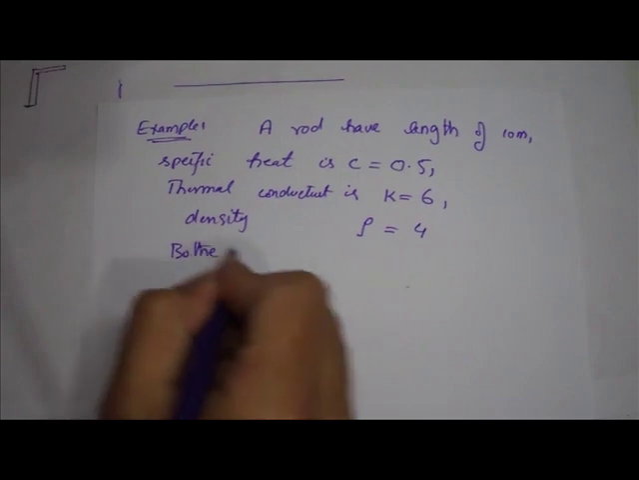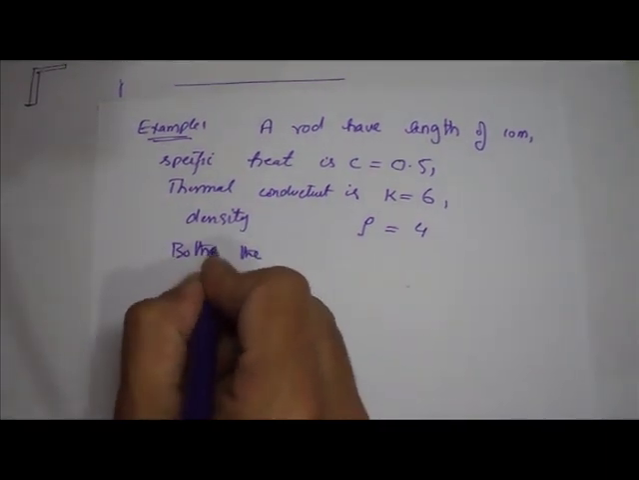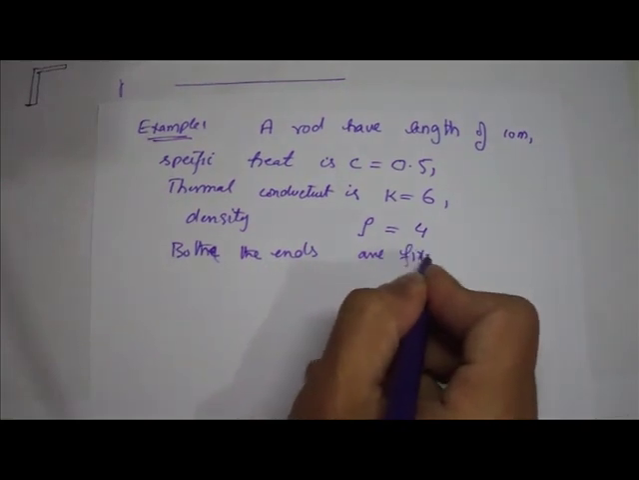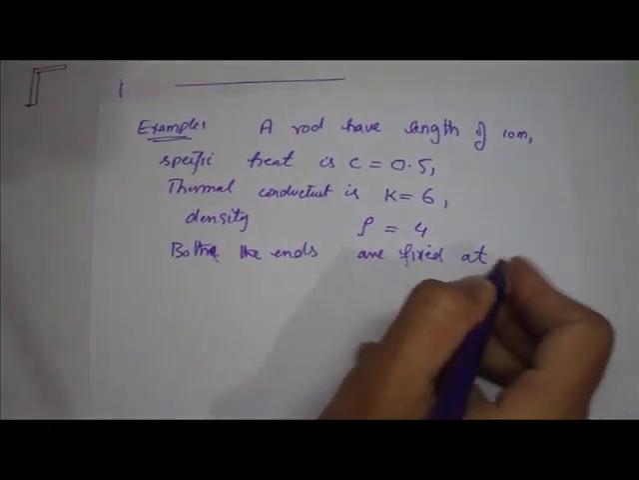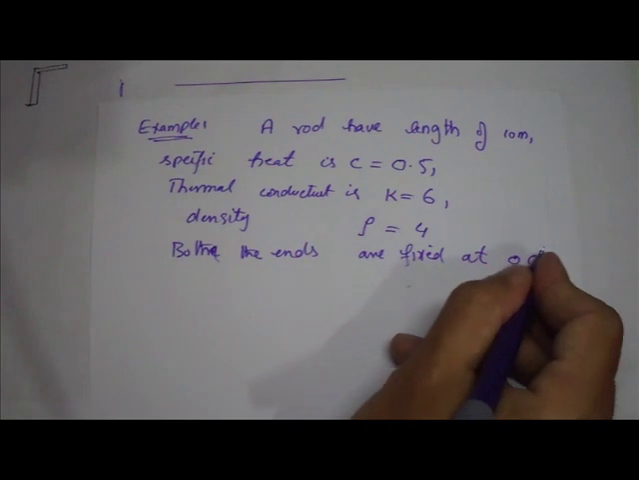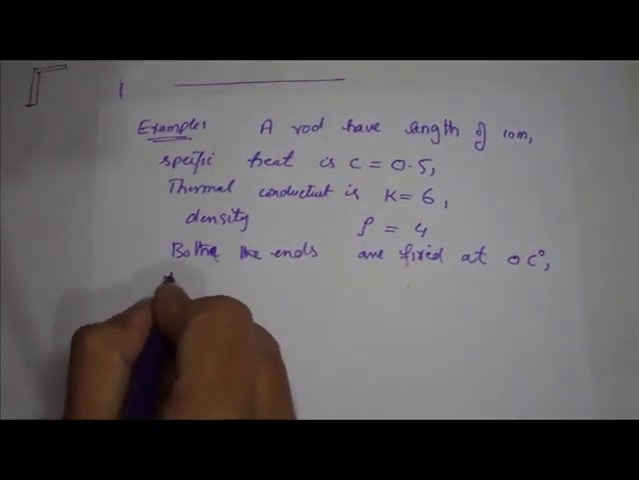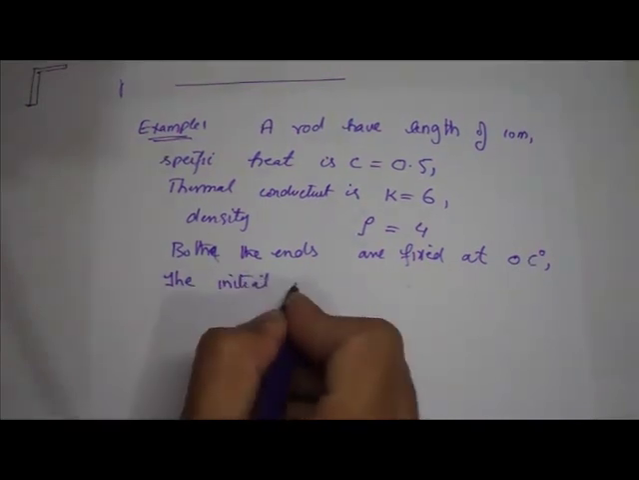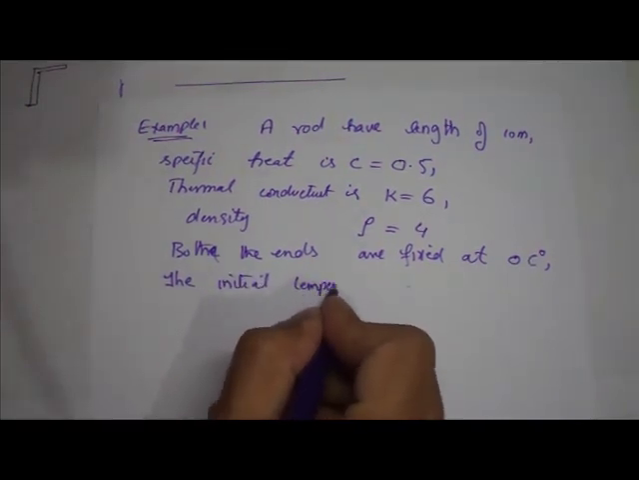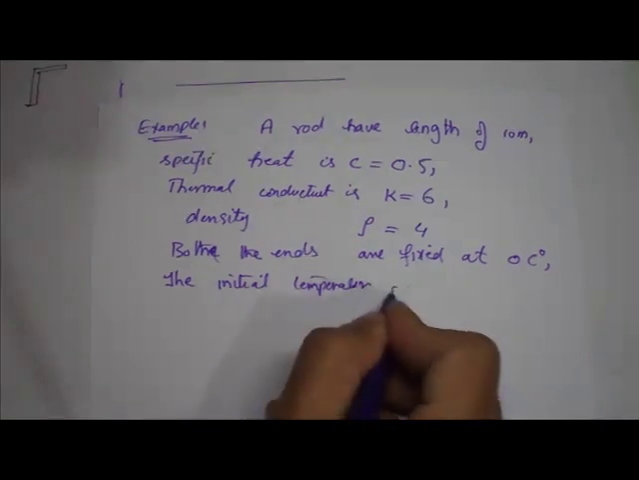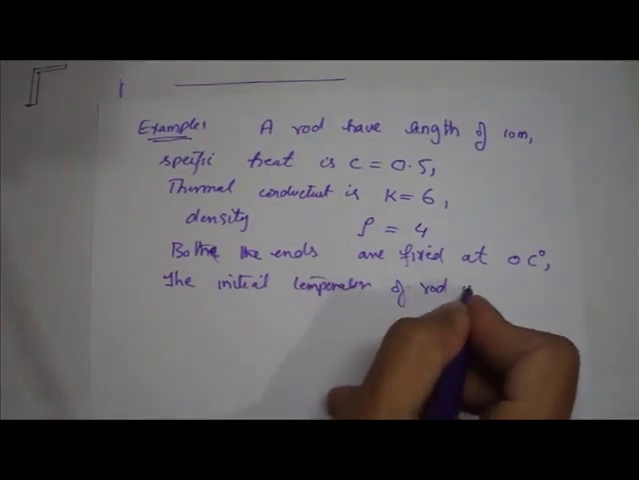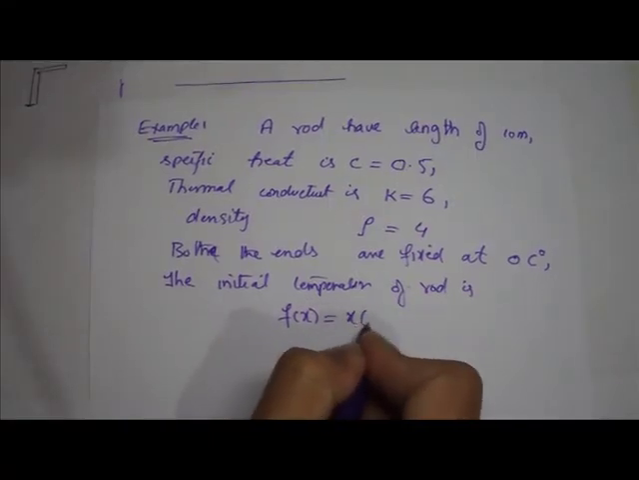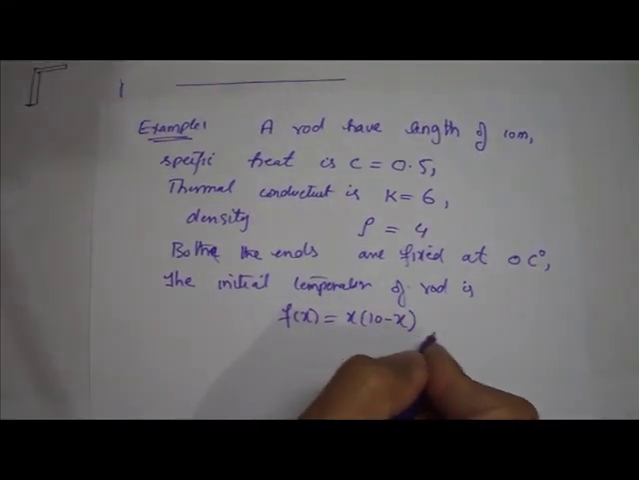Both the ends are fixed at 0 degrees centigrade, and assume the initial temperature of the rod is given by f(x) is equal to x times (10 minus x).